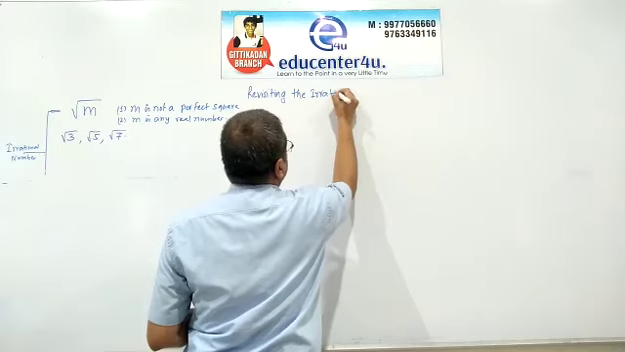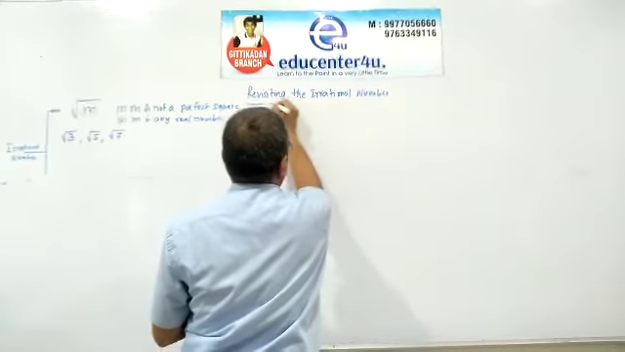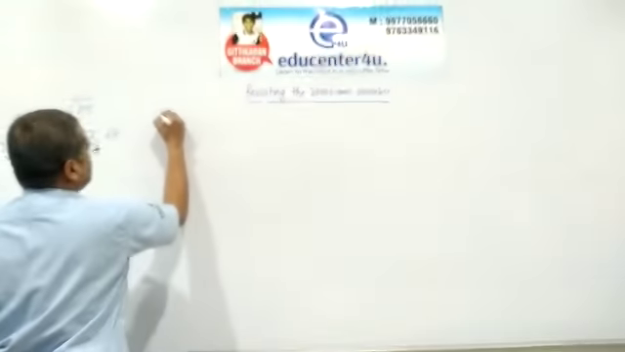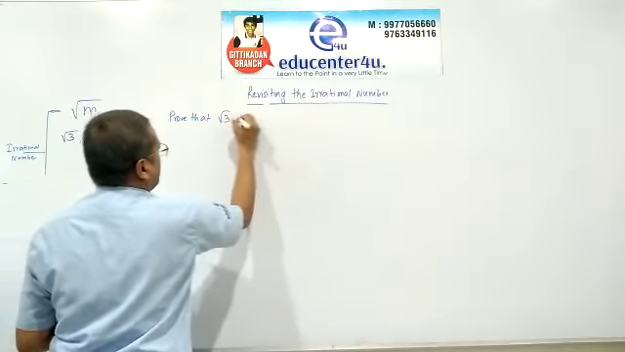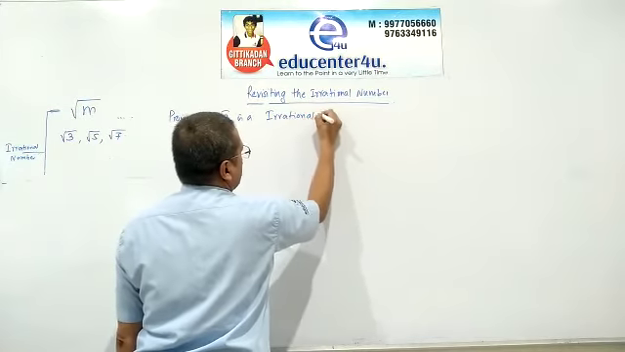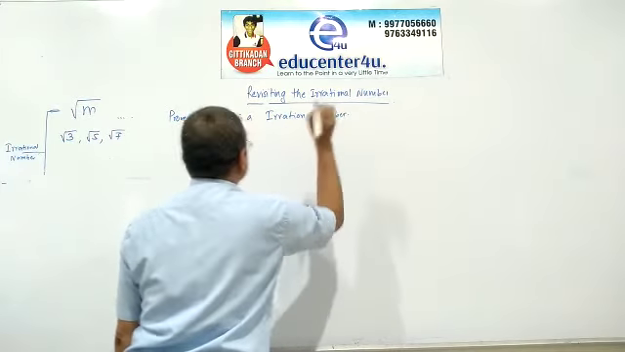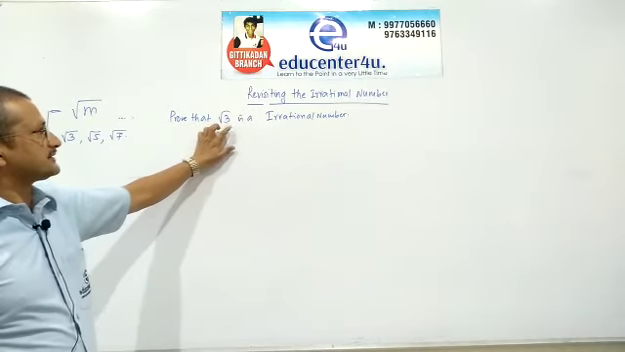So the topic will be revisiting the irrational numbers. Here it will be given: prove that root 3 is an irrational number. So we have to prove that root 3 is an irrational number.